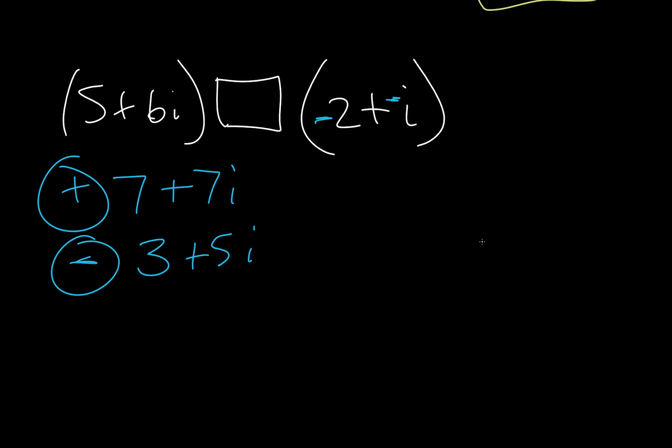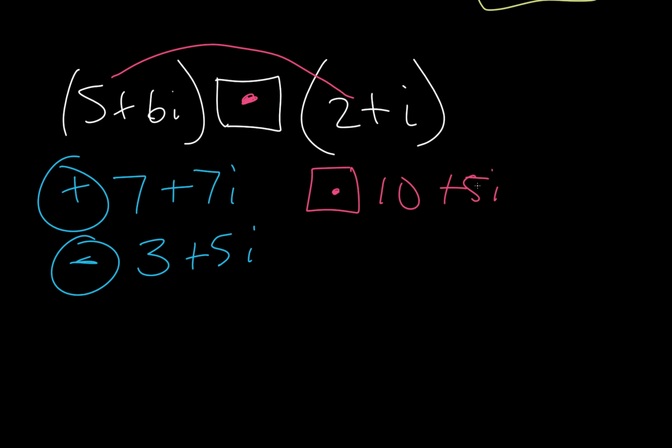Now moving on to multiplication. We want to get rid of these blue pieces. Let's just erase those so they're not confusing. So we only use that in the subtraction, so we don't need those anymore. Now we want to distribute. 5 times 2 is 10. 5 times i is 5i. 6i times 2 is 12i. And then 6i times i would be 6i squared.